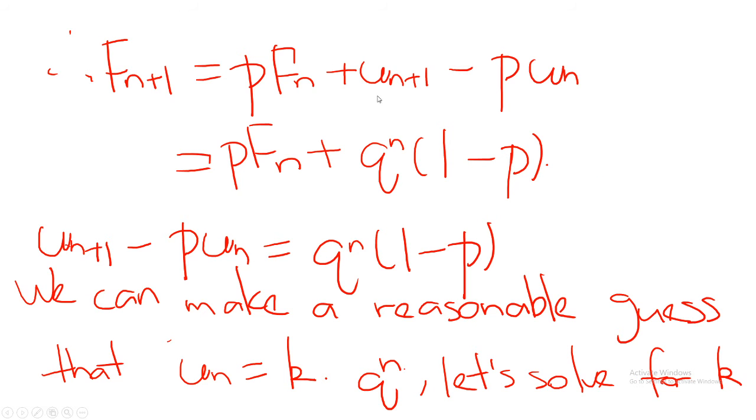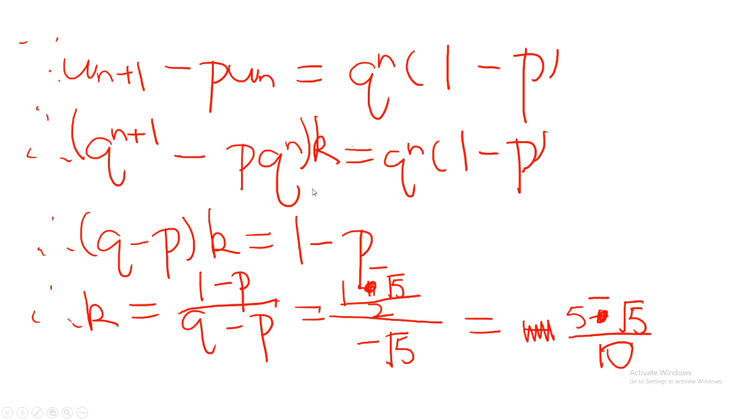That means these two parts are identical. So un+1 minus P times un is identical to Q to the nth power times 1 minus P. Now it's time to make a reasonable guess. We guess that un is k times Q to the nth power, because this makes sense. We have Q to the nth power on this side, and we want it to make sense, so we put it on this side. Now let's solve for k.